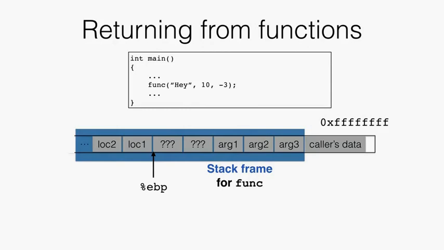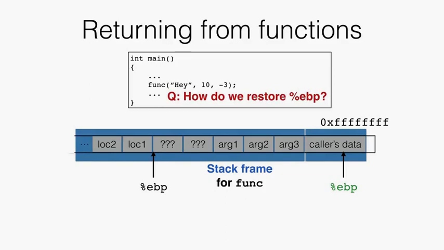Now let's see how we implement returning from functions. Here we see main, which called the function func that we were just looking at, and we see the stack frame for func here at the bottom of the slide. Here's the caller's data for main that we've saved. Now, when we called func, main was using the frame pointer, just as func is, to access its own local variables. When we return from func, main is going to want to use the same frame pointer that it had before, so that when it goes to access its variables, it's going to the right addresses. So the question is, how do we save and restore the frame pointer so that this works properly?